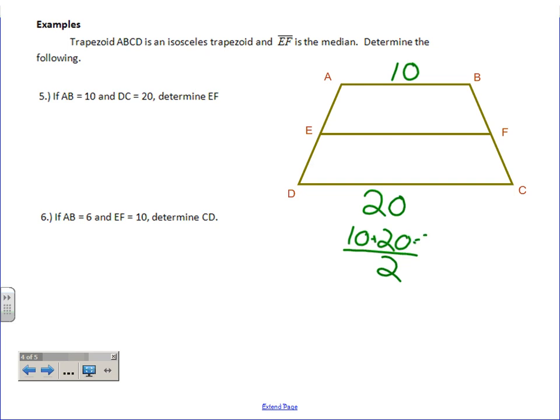Presenter adds them together and divides by 2 using the median formula. So 30 divided by 2, 15. So apparently EF is 15. Do you agree? Yes. Because from 10 to 15 would be going up by 5. From 15 to 20 would be going up by 5. So it makes sense. Very good. Next presenter, go ahead.